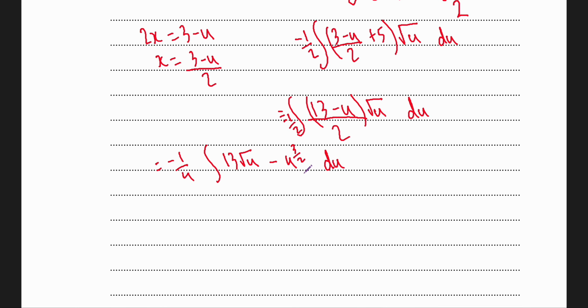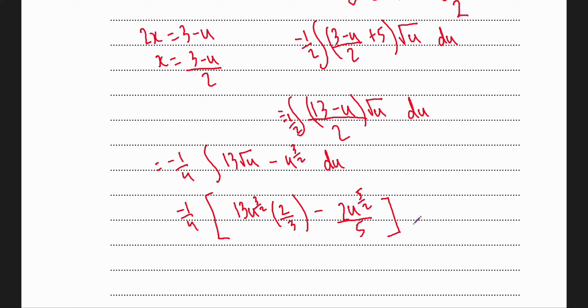Now, what do we do? Well, we just integrate. So we have negative 1/4 outside, and then we have 13 u to the half. If you integrate that, that becomes 13 u to the power 3/2 divided by 3/2, so that's times 2/3, minus u to the power 5/2 divided by 5/2, so that's 2/5.